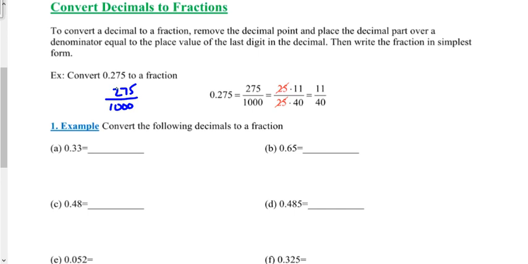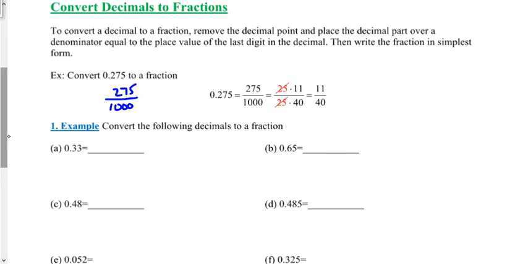The other thing that you could think about is if we have 3 decimal places here, then we'll have a 1 with 3 zeros on the bottom. Then after this, we looked for a GCF between the top and the bottom, and then reduce those to get our fraction written in simplest form.